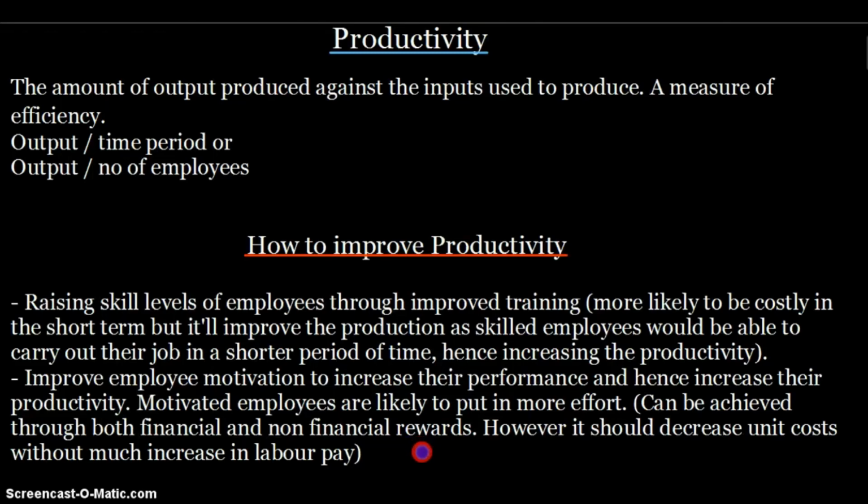Any one particular method that you can use: team working could be used as a non-financial reward to improve motivation, but it might not be suitable in all situations, and team working might mean that if some people in a team are not team workers, some slack off at work. So you have to discuss both the pros and cons when you are told to discuss. When you're told to analyze the advantages, you need to focus more on advantages and discuss a little bit of side effect. Like over here, I've said that it should decrease unit cost without much increase in pay.